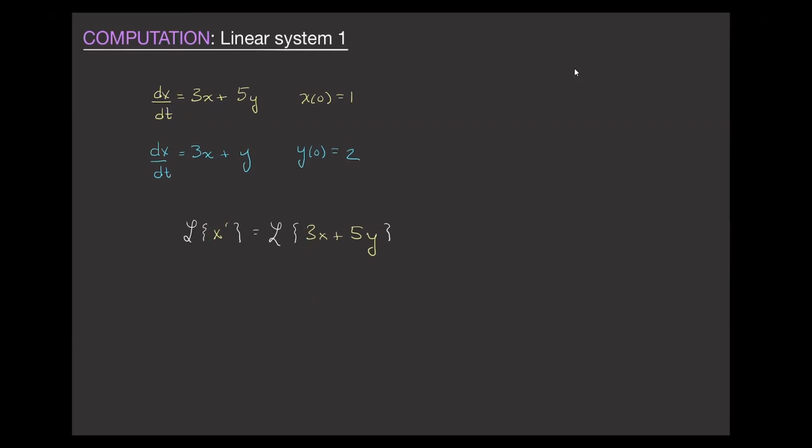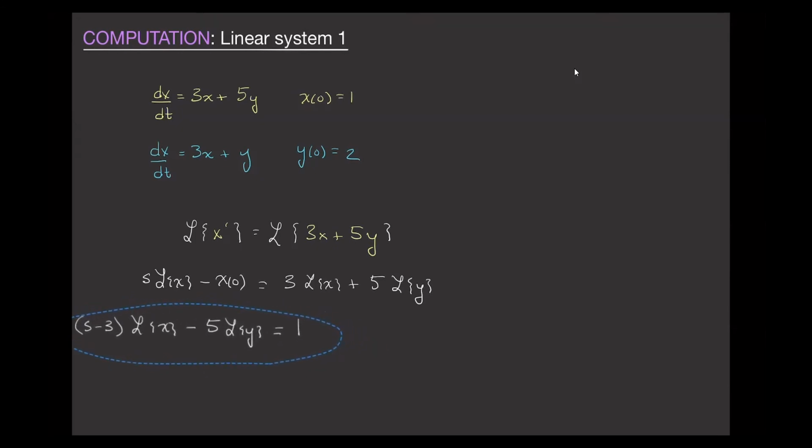Then, if we go through that process, we will get 3 Laplace of x plus 5 Laplace of y. And then here we'll have s Laplace of x minus x naught. Do the rearranging, and I think what we'll end up with is s minus 3 Laplace of x minus 5 Laplace of y. That's equal to x naught, which is 1. So just do the little bit of algebra, and I think we'll end up here. So from this first equation, what we ended up with is s minus 3 Laplace of x plus negative 5 Laplace of y is equal to 1.